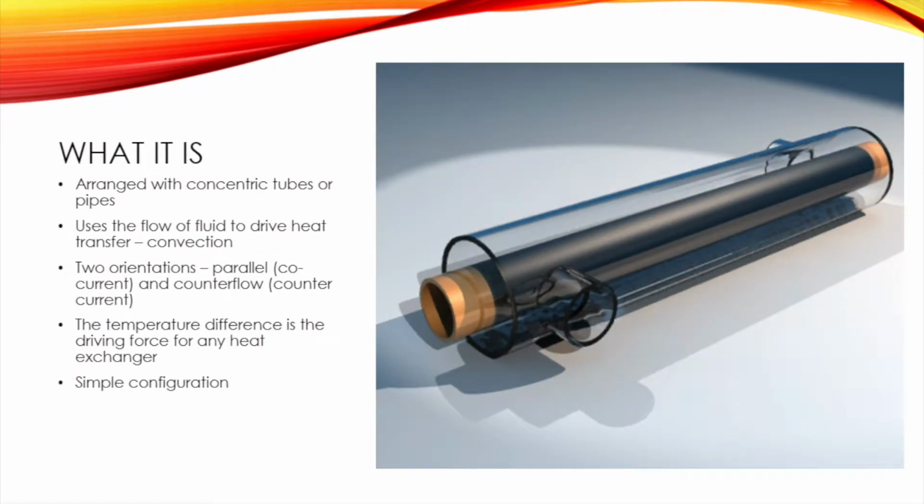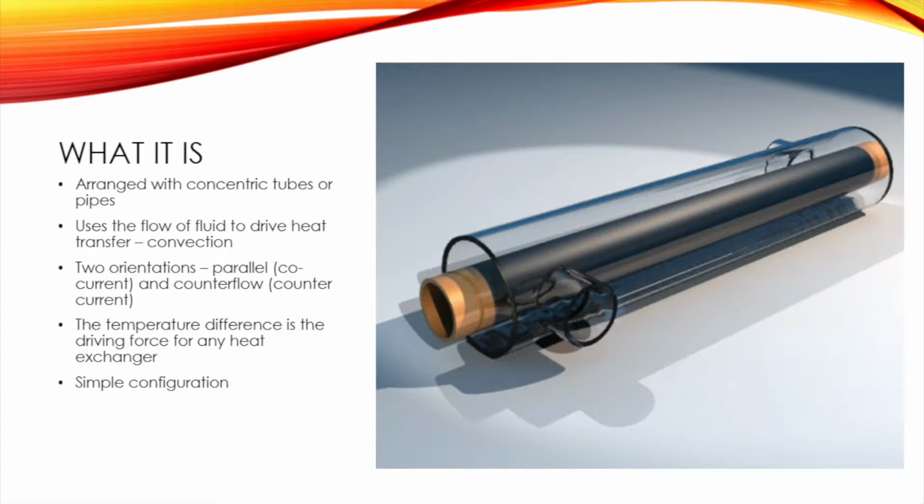What is a double pipe heat exchanger? A double pipe heat exchanger, also known as a concentric tube heat exchanger, consists of two concentric tubes, or pipes, of different diameter with fluid flowing through both the inner tube and the annulus.